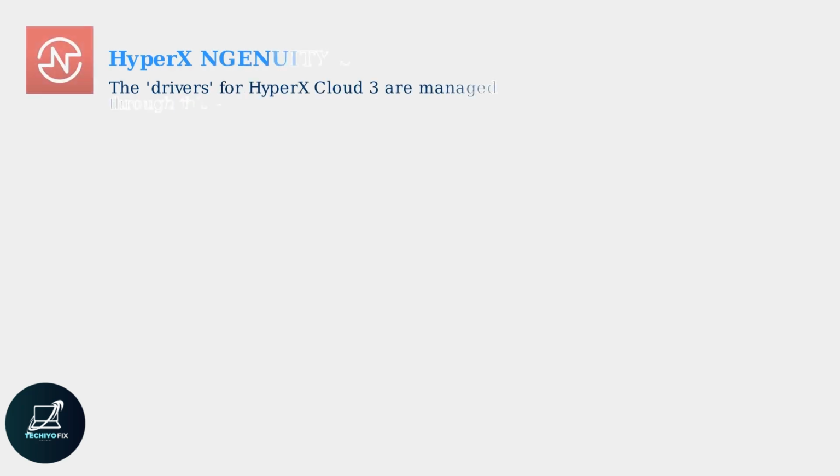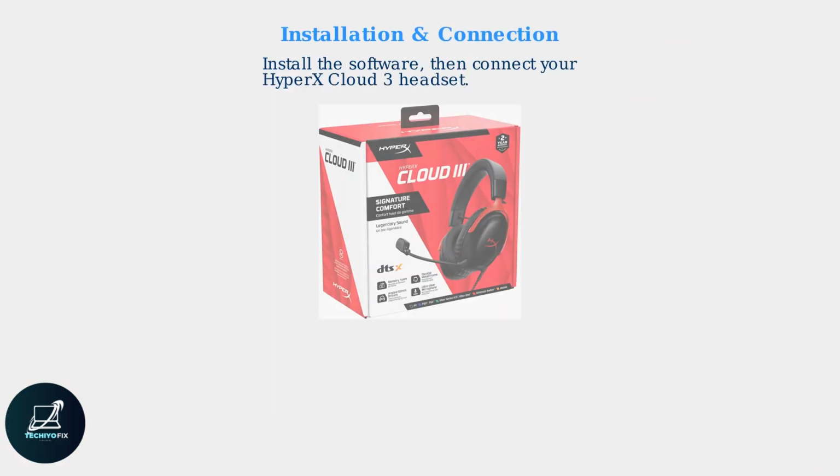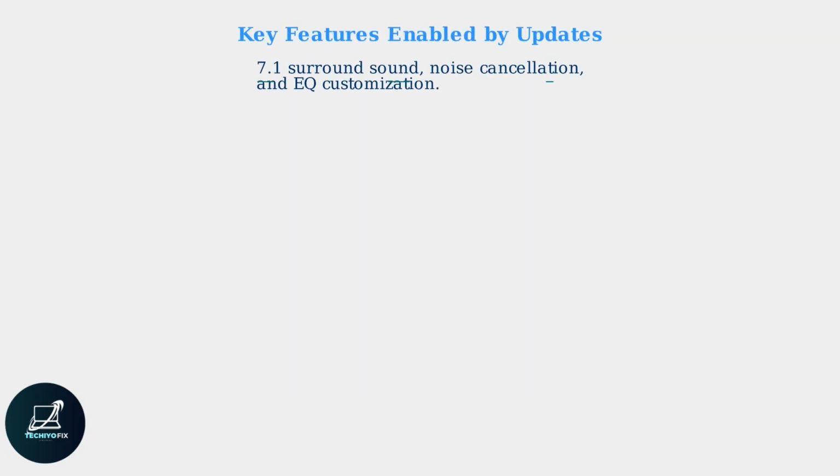The drivers for the HyperX Cloud 3 are managed through the HyperX NGENUITY software, an audio management platform. To download, visit hyperx.com/Ngenuity or the Microsoft Store. Install the software, connect your headset, and Ngenuity will prompt you to update the firmware. These updates are crucial for ensuring 7.1 surround sound, noise cancellation, and EQ customization work correctly.